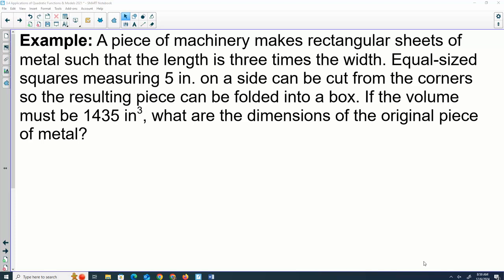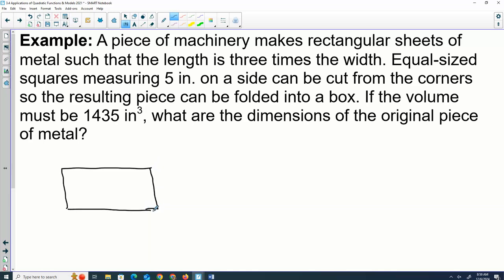We have rectangular sheets of metal. So what would you probably do? Draw a rectangle, such that the length is 3 times the width. So I don't have to label my sides x and y. If my width is x, what would my length be?